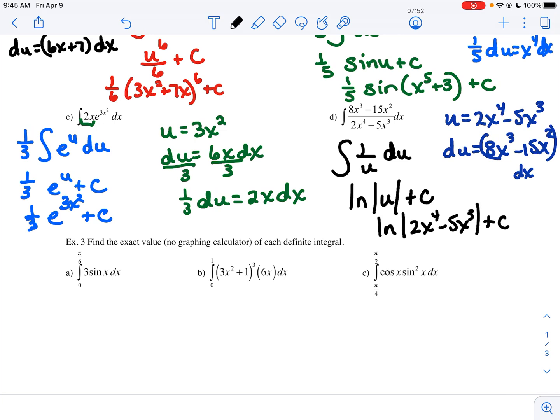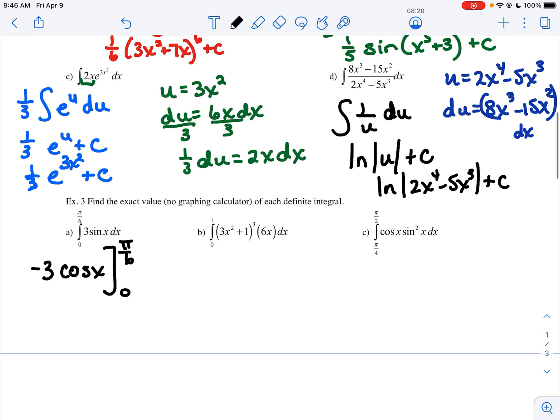All right, the next example. So now we're ready to go to a definite integral. What you're going to do is integrate and then plug in the values of the interval from 0 to pi over 6 in this case. So I pull the 3 out, and the integral of sine is negative cosine. And this is from 0 to pi over 6.